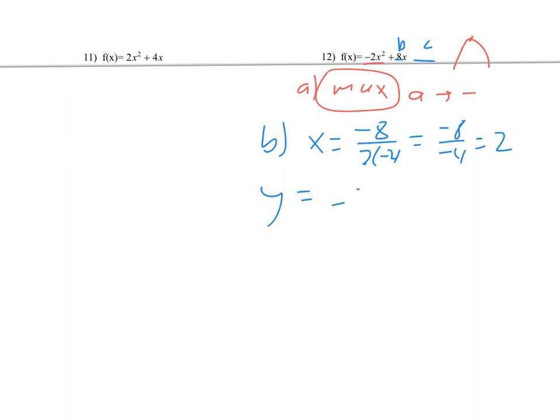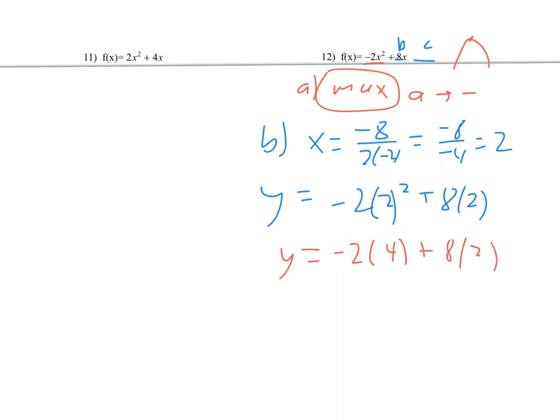So I'll plug this in, negative 2 times 2 squared plus 8 times 2. Got to still do that exponent first. So that's negative 2 times 4 plus 8 times 2. And then we're going to go ahead and multiply now. So negative 8 plus 16, and that comes out to 8. So my vertex here, oh wait, I don't even need to list the vertex because the max value is the y value of the vertex, that is 8.